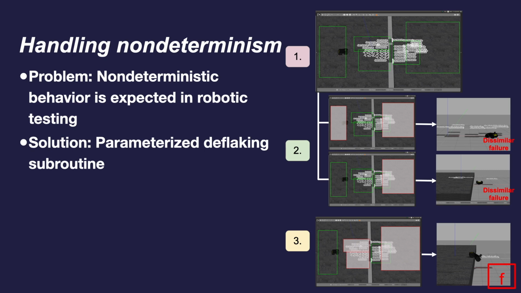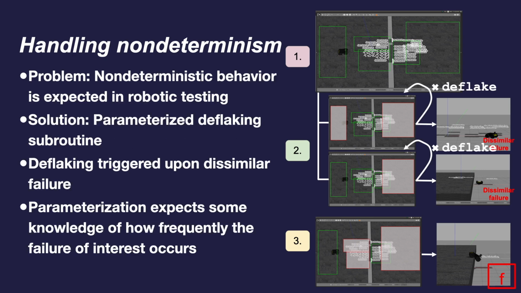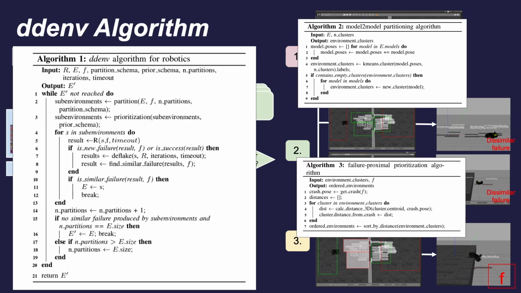Because non-determinism is expected in robotics testing, we've included a deflaking subroutine to handle flaky tests. Deflaking occurs when a dissimilar failure occurs in order to determine whether a similar failure occurs within X reruns of the test. Deflaking parameterization does expect some knowledge of how frequently the failure of interest occurs. For further detail, refer to algorithms 1 through 3 in the paper.